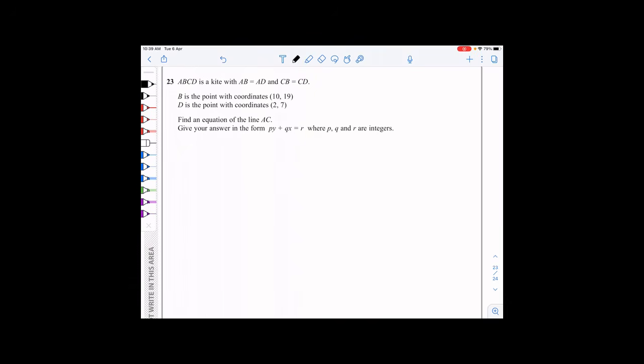23, we've got a kite. A kite has 2 pairs of equal sides, so maybe something like this. So we've got AB and AD being equal in length, and we've got CB, CD being equal in length. B has coordinates 10, 19, and D has coordinates 2, 7. I'm asked to find the equation of AC, which is this line here.